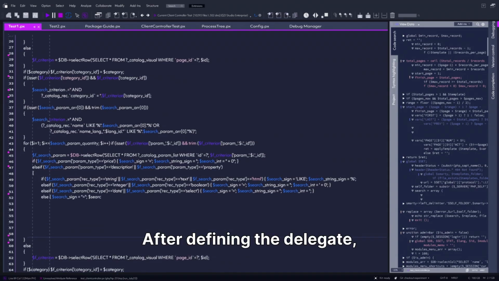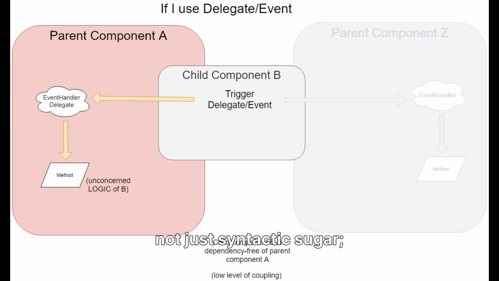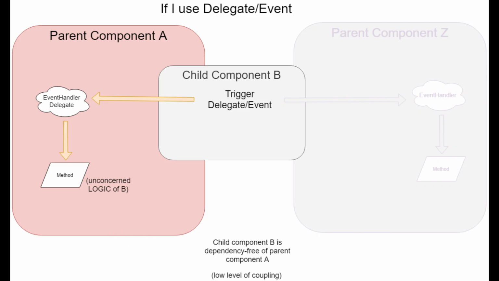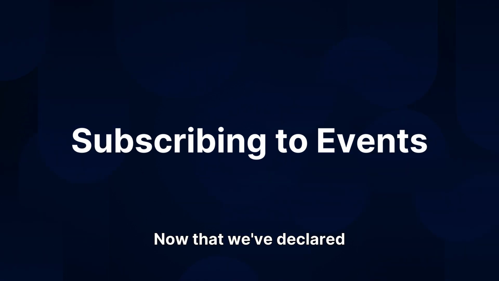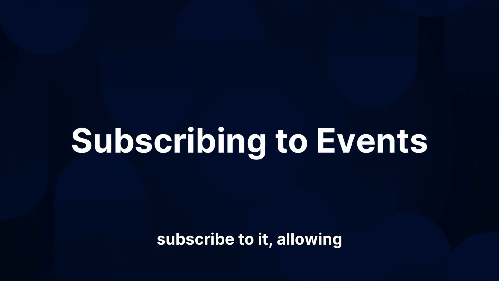After defining the delegate, we declare the event itself using the event keyword, associating it with our chosen delegate type. This event keyword is not just syntactic sugar. It provides important compiler-level protection, restricting how the event can be used. Specifically, it prevents external code from directly invoking the event or clearing all its subscribers, ensuring only the declaring class can raise it.